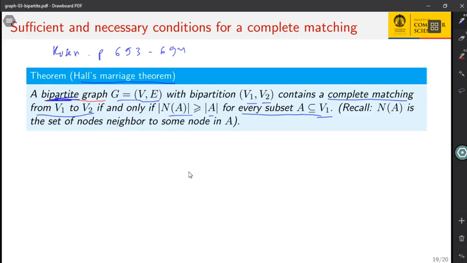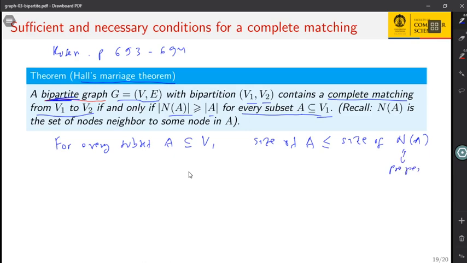So the condition is, let me just state this, for every subset A of phi1, the size of A is less than or equal to the size of the neighbor of A. Now note, of course, the neighbor here is proper, because G is bipartite, right? This is a proper neighbor.